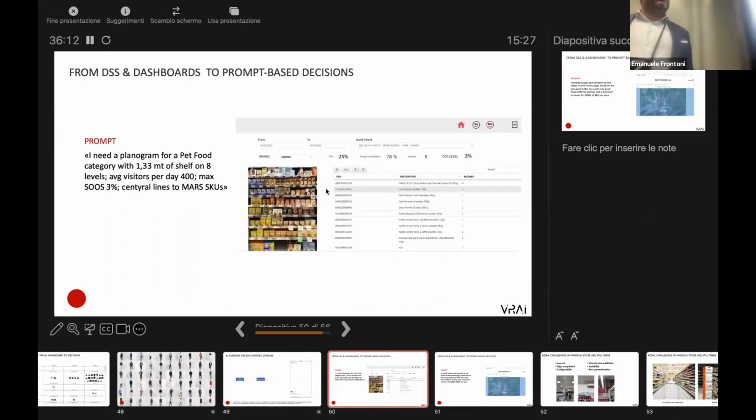And again, I don't want to have only an analysis, but I want to have a final solution. So I can ask, I need a planogram for a pet food category with 1.33 meters of shelf on 8 levels. The average number of visitors paid per day is 400. And the max shelf out of stock that I can allow is 3%. The central lines go to Mars. Okay, you know, it's a big brand producing chocolate and pet foods. We can discuss this, but they are doing this.